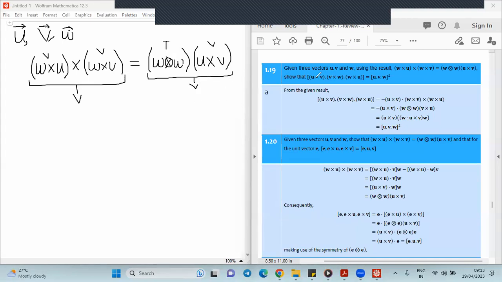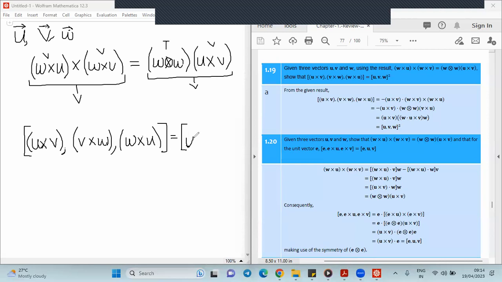It says that we should show that this relationship exists. First things first, there's a square bracket. We've not seen that before. There's a square bracket, then a cross product between U and V, then a comma, then V cross W, like that. Sorry, I apologize. And then we have W cross U. On the right-hand side we see another square bracket like that.